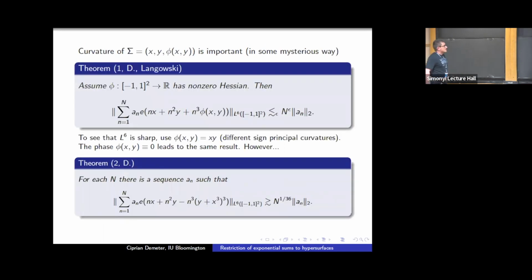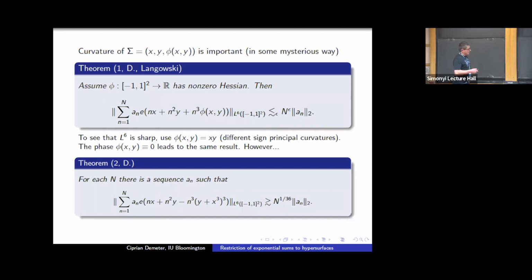Again, curvature is important in some mysterious way that I don't fully understand. I'm giving you yet another face of this story. The result with my Postlog that I mentioned earlier can also be reformulated like this. Here's the moment curve, the cubic moment curve, and you're restricted to a hypersurface which has non-zero Gaussian curvature, which amounts to the fact that the Hessian of this third entry is non-zero.